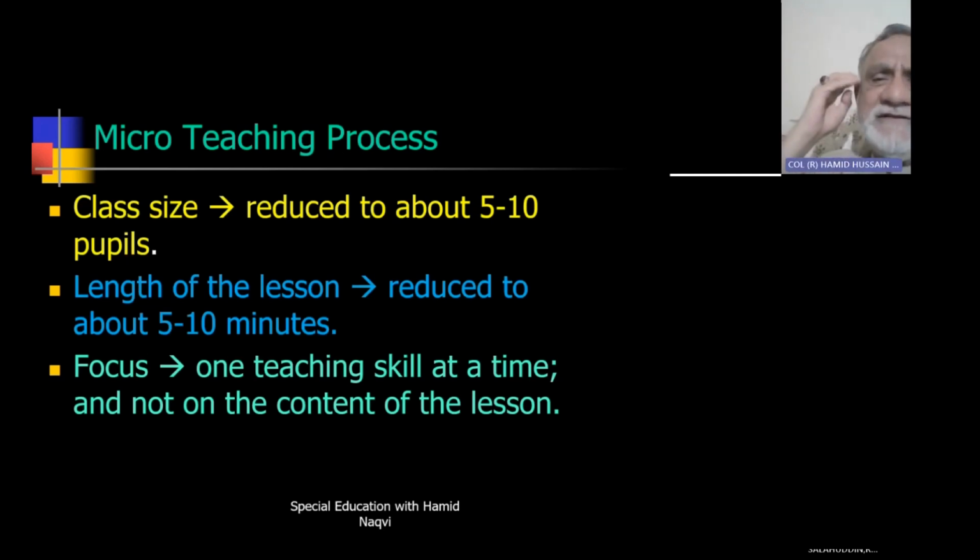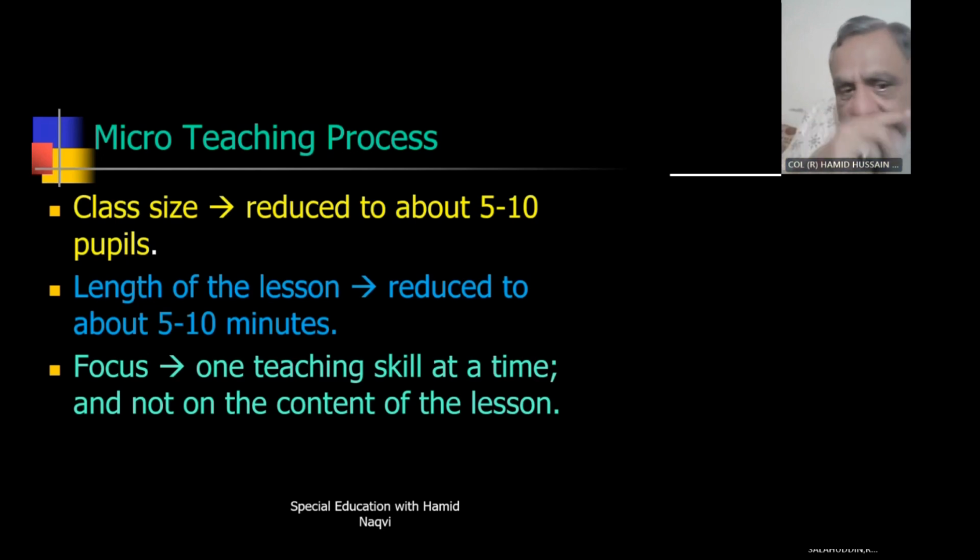If the normal class size is around 30 to 40 at school level, reduce it to about 5 to 10 pupils, 5 to 10 students. Reduce the class size. That is number one. While you are making an arrangement of micro teaching, the process goes like that. First, reduce the group, because you have to give practice to the potential teacher, the young teachers.